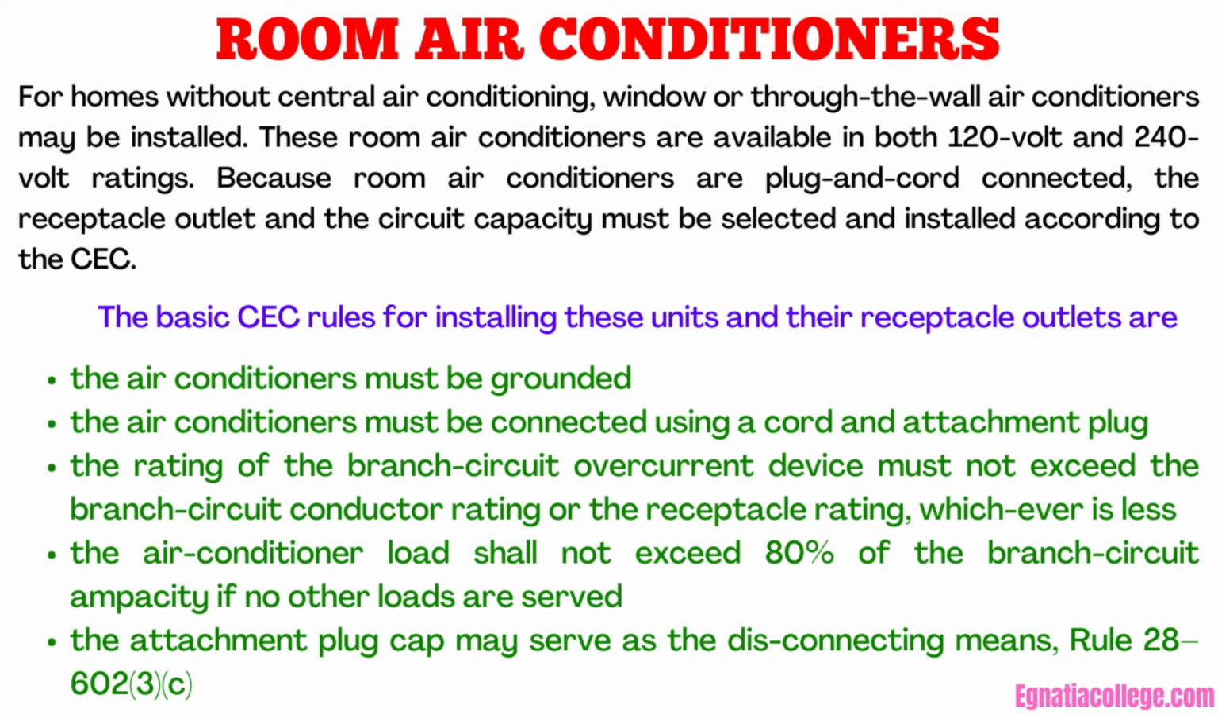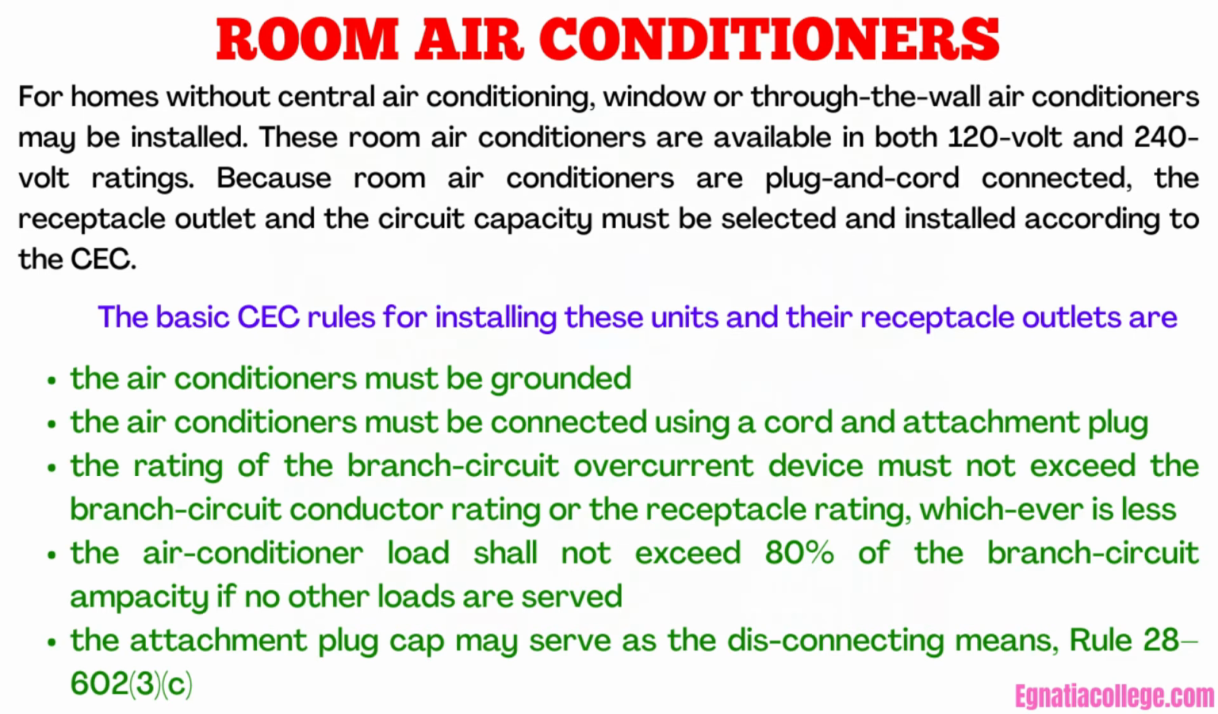Because room air conditioners are plug- and cord-connected, the receptacle outlet and the circuit capacity must be selected and installed according to the CEC. The basic CEC rules for installing these units and their receptacle outlets are: the air conditioners must be grounded. The air conditioners must be connected using a cord and attachment plug. The rating of the branch circuit overcurrent device must not exceed the branch circuit conductor rating or the receptacle rating, whichever is less. The air conditioner load shall not exceed 80% of the branch circuit ampacity if no other loads are served. The attachment plug cap may serve as the disconnecting means, Rule 28-602-3C.